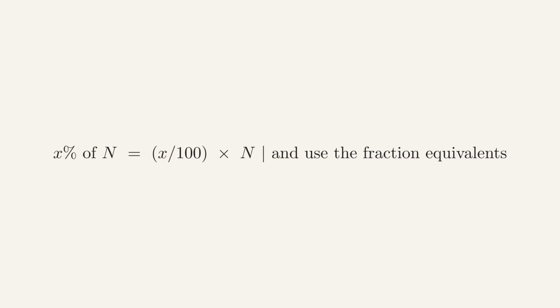A percent is just 100th, so x% of n is x over 100 times n. But the fast way from our equivalence lesson is to swap the percentage for its fraction. 20% is a fifth, 25% is a quarter. Recognize the fraction and the multiplication becomes a division.